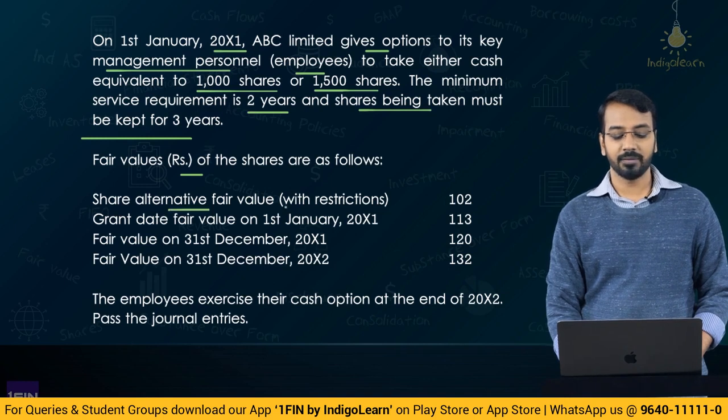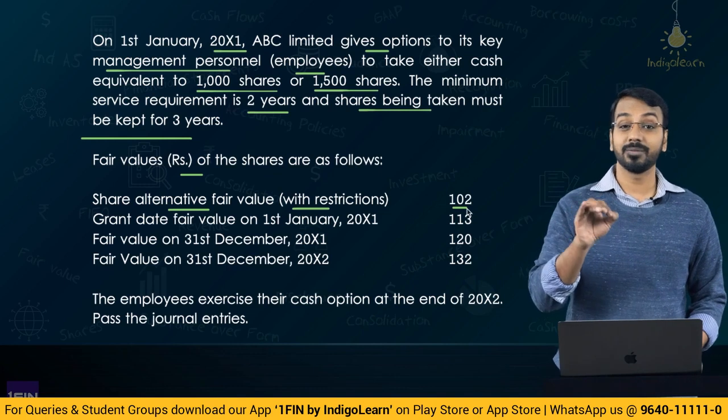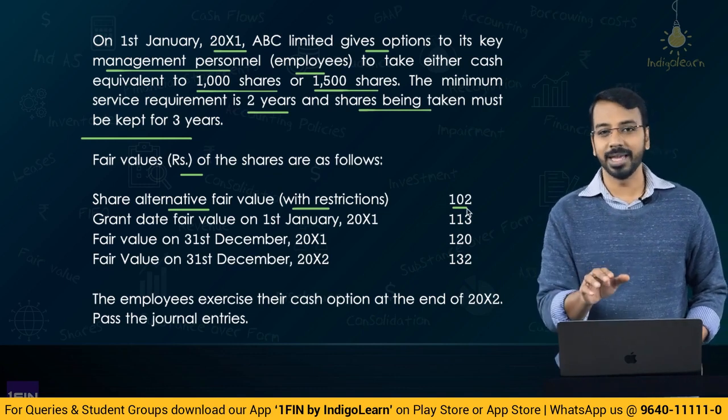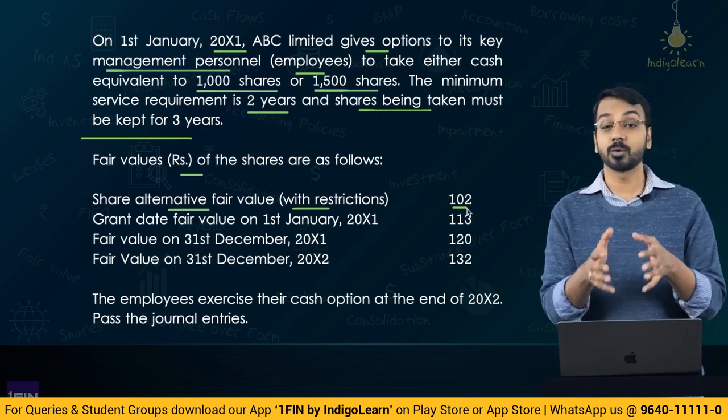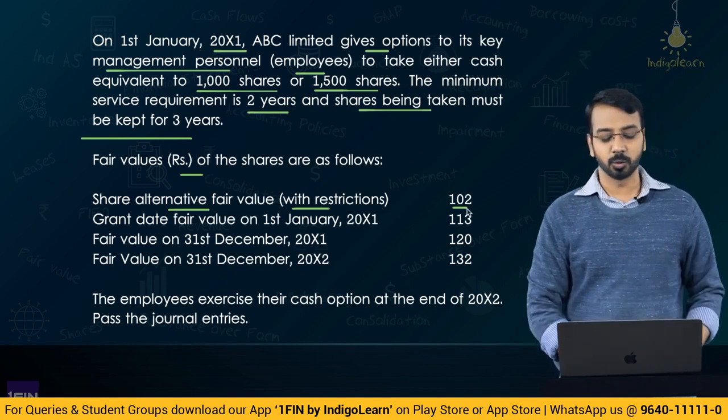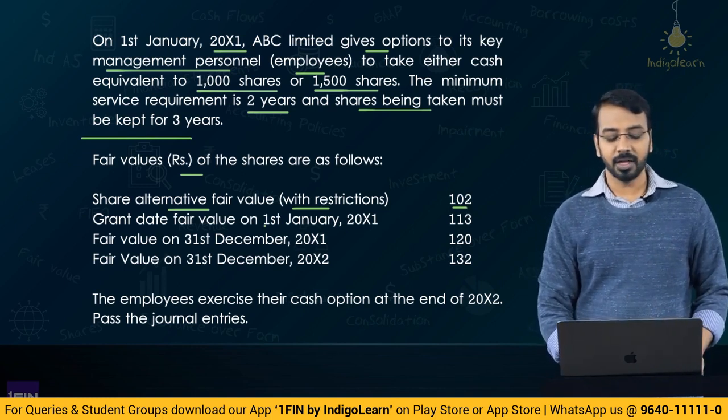So fair value in rupees of the shares are as follows. Share alternative fair value with restrictions 102. What does this mean? The fair value of shares with the restriction, that is you have to hold for 3 years, is 102, and grant date fair value on 1st of January is 113.